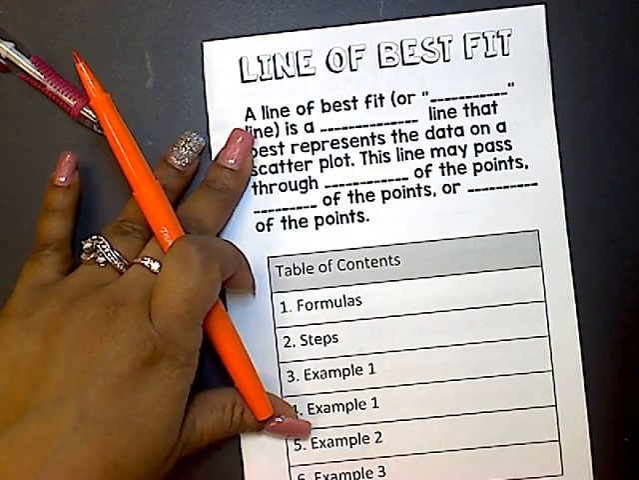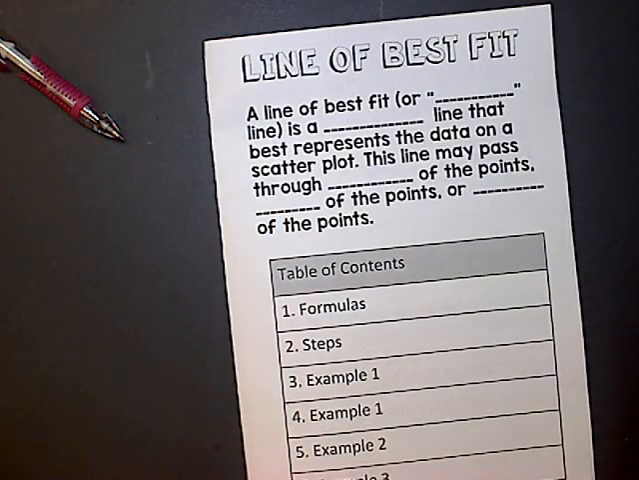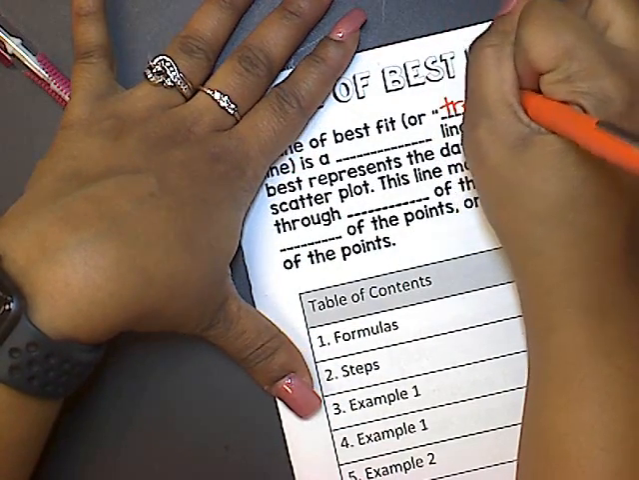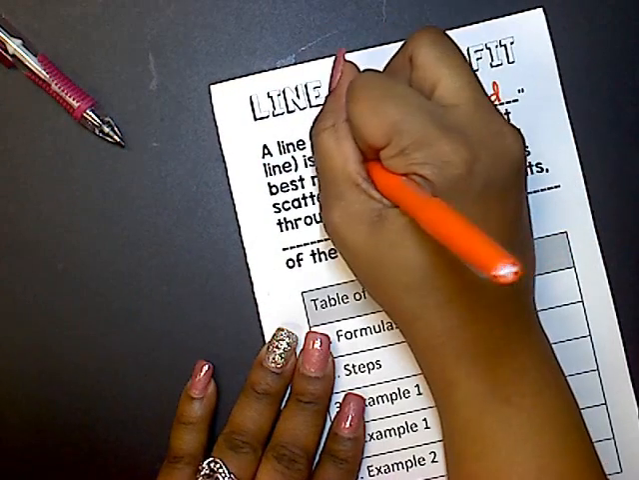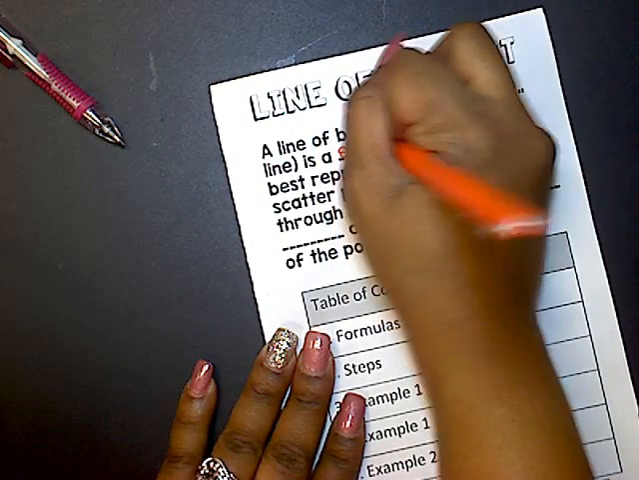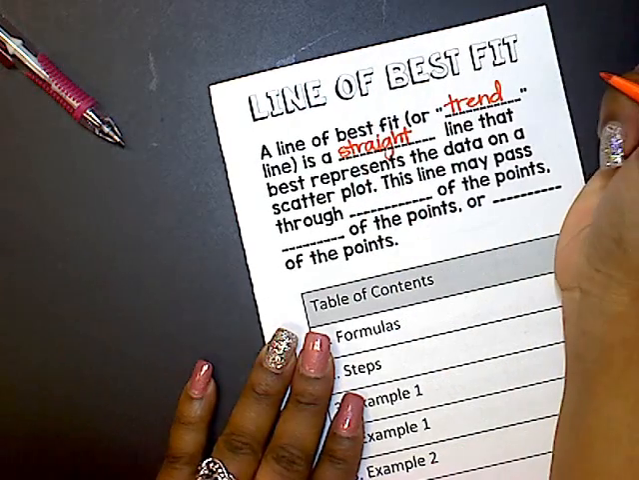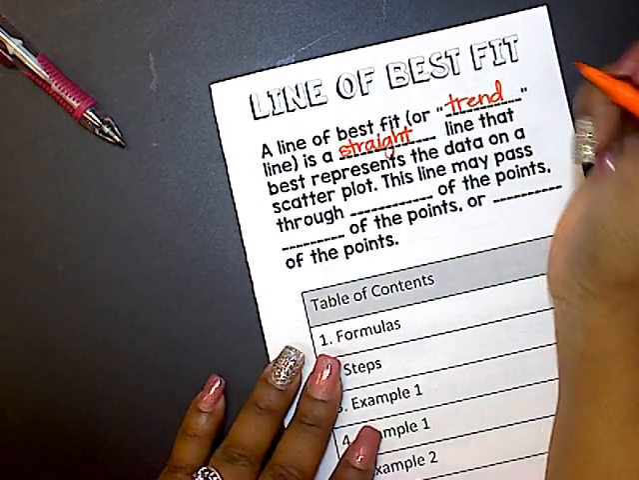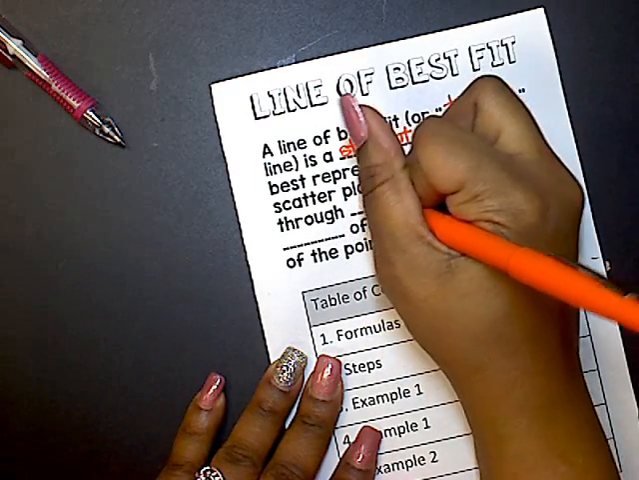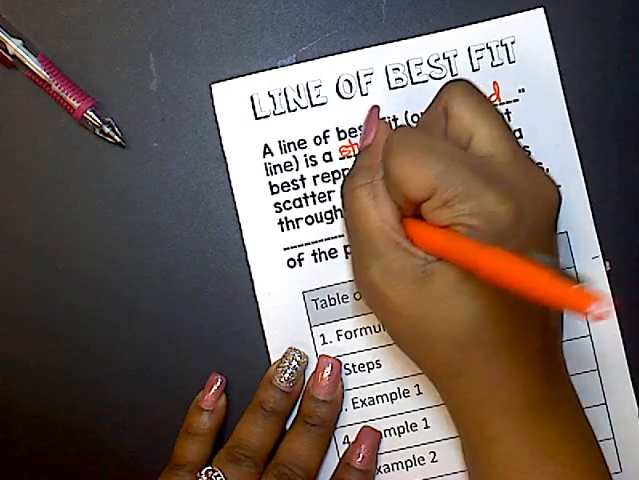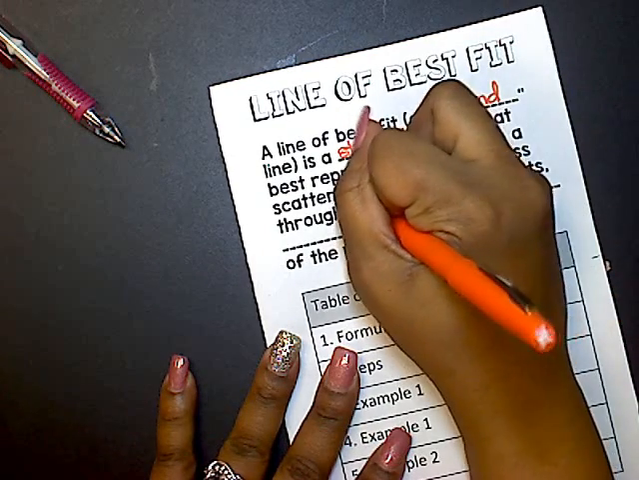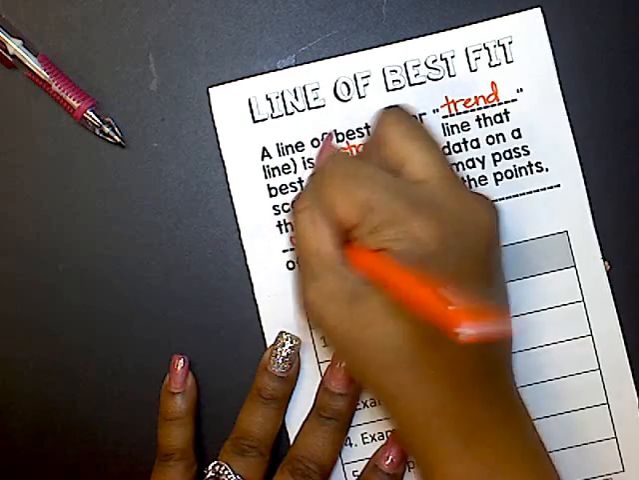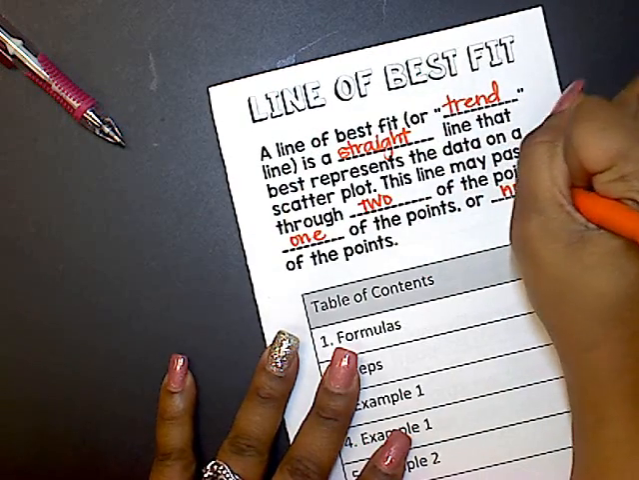That's what we'll be focusing on today. So a line of best fit, or a trend line, is a straight line that best represents the data on a scatter plot. This line may pass through two points, two of the points, one of the points, or none of the points.